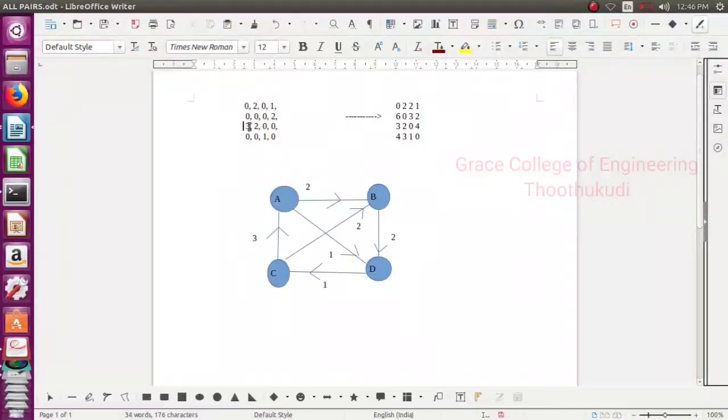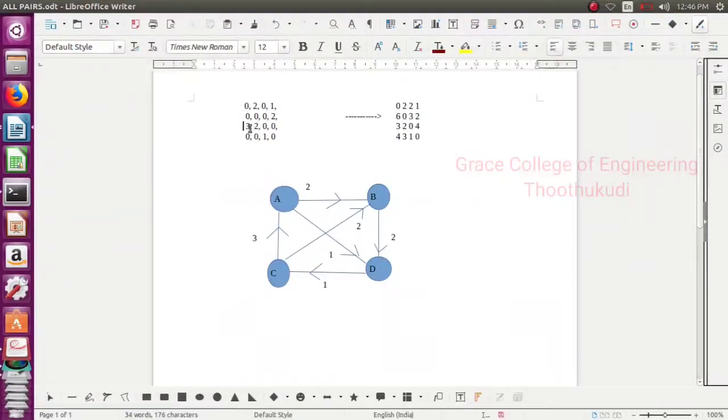In the same way, B's adjacent vertex is D and it has weight 2. Then C has adjacent vertices A and B, A having a weight 3 and B's weight is 2. Then the last one, D, is adjacent to C and its weight is 1. I represent it in a graph form. First, A's adjacent vertices are B and C. B's weight is 2 and C's weight is 1, and B's adjacent is D, its weight is 2.